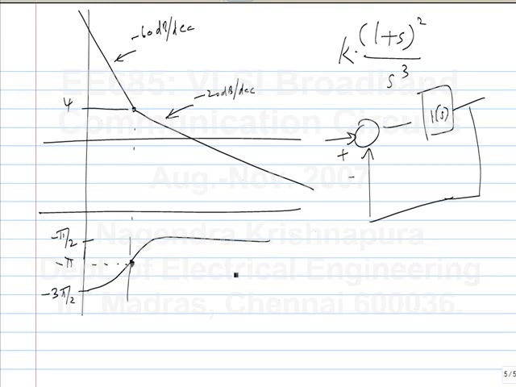So the loop gain here is minus 4, okay. The gain will be L over 1 plus L. So that's what happens, okay.